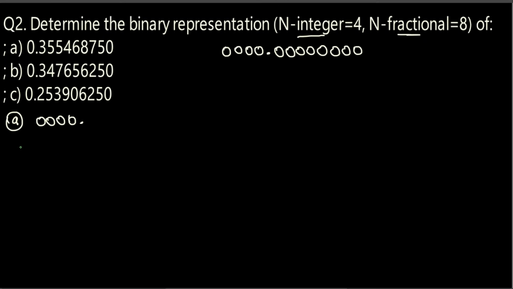To convert that, we multiply this by 2 until we get all zeros after the decimal point, or we stop at 8 bits. If we get 8 bits we stop there, because that's the required thing. So let's go ahead and do that for 0.35546875. If I multiply this by 2, I get 0.7109375.